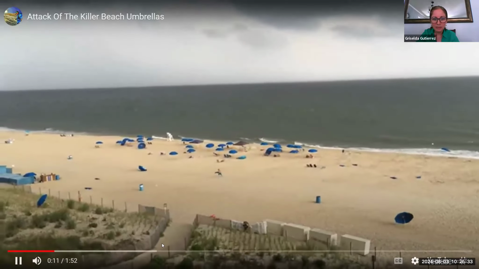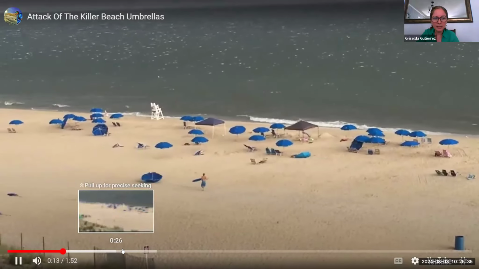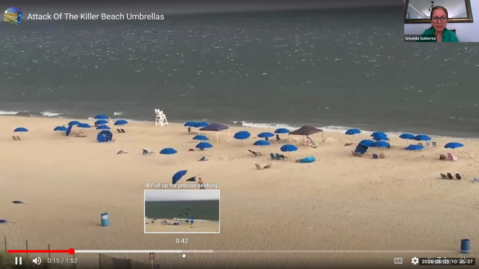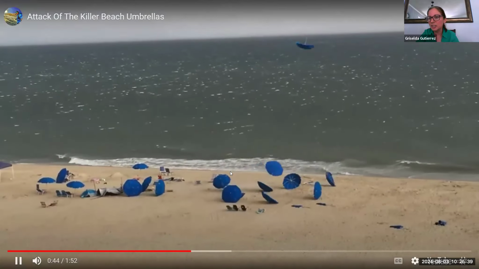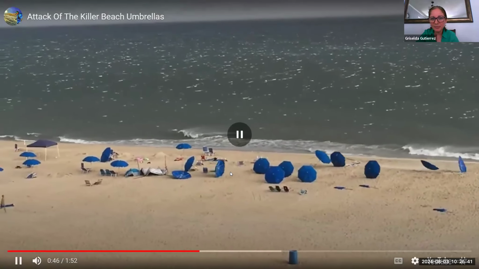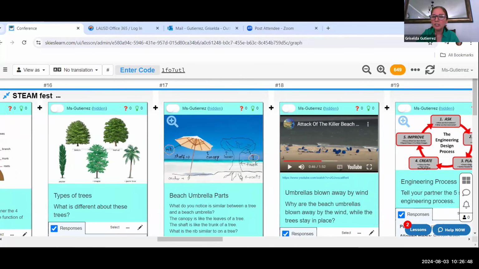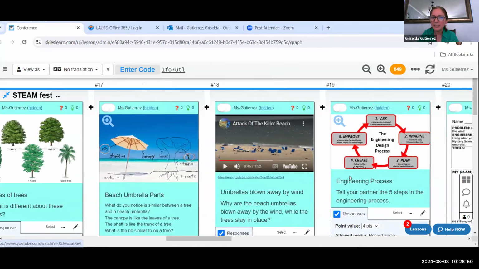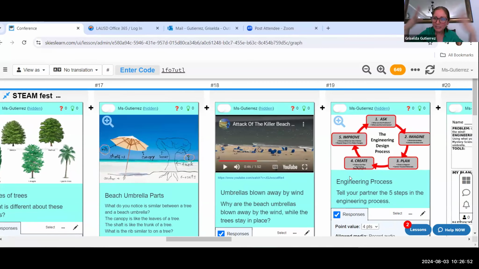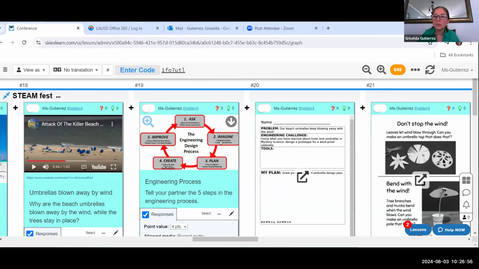You'll see how all the umbrellas start to blow away. And so we had to come up with a solution of how to prevent the umbrellas from blowing away. And we looked at the tree structure and how there's openings in branches and leaves that allow wind to get through. And so I added the engineering process. So we asked the question, we imagine a solution, then we start to plan it.